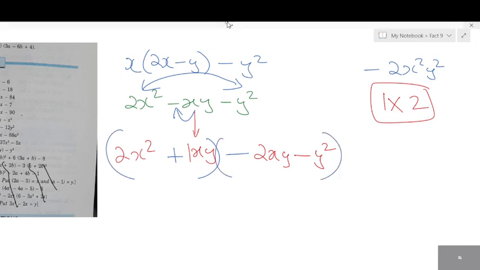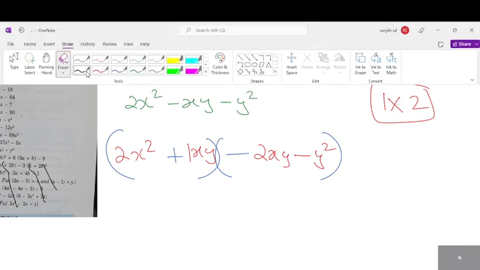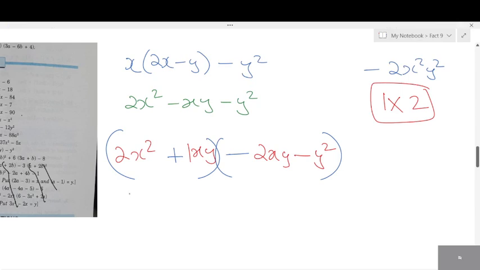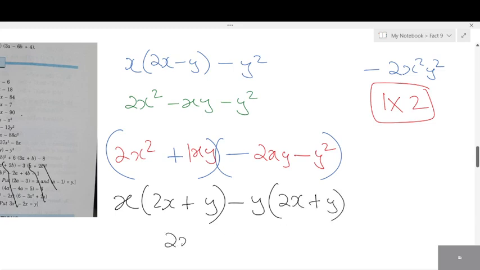So those who attended regularly, you might remember all these rules, students. The last moment it is tough. Next, what is common? X is common. You get 2x plus y. Minus is common here, y. Again, you get 2x plus. So 2x plus y into x minus y is the answer.